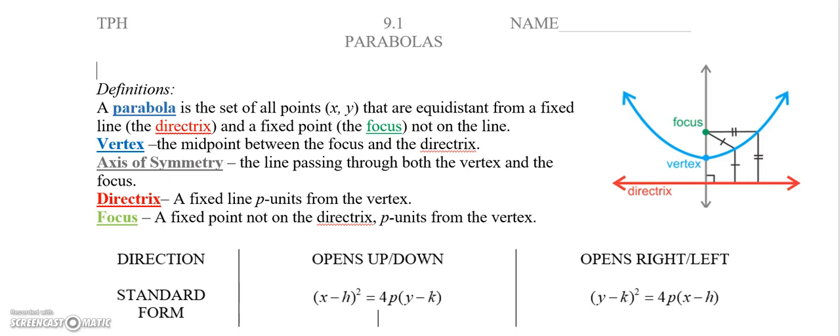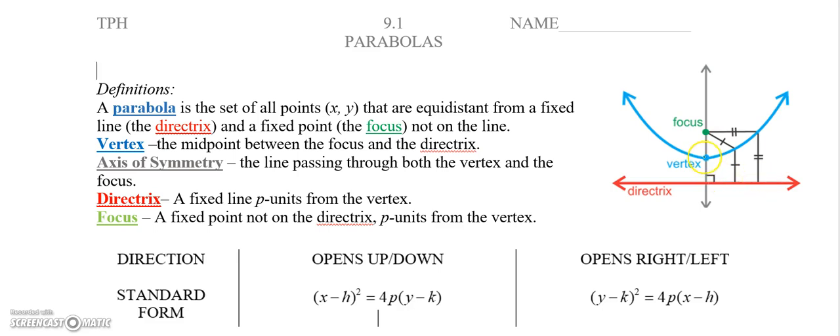Okay, class, today we're going to be talking about parabolas. A parabola is the set of all points x and y that are equidistant from a fixed line called the directrix and a fixed point called the focus that is not on the line. So you can see that this distance is congruent to this distance, and this distance is congruent to this distance. And these are all meeting perpendicularly at the directrix.